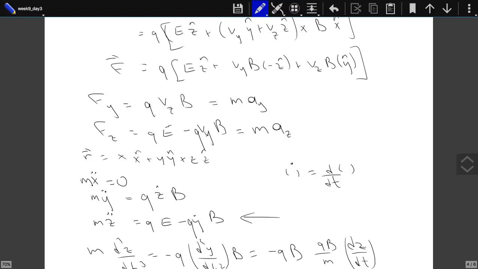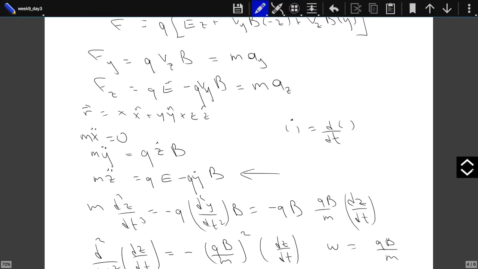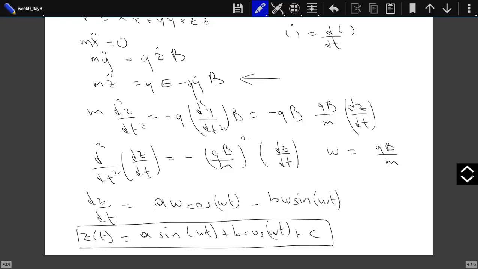That gives me an equation for the third derivative of z. The third derivative of z is proportional to the second derivative of y, but the second derivative of y is proportional to the first derivative of z. So we have an equation that relates the third derivative of z to the first derivative of z. Or if you think in terms of the first derivative of z, this is our function. So it is a function that relates the second derivative of this derivative to itself. And the solution is just oscillatory solutions with that angular frequency, omega equals qB over m.